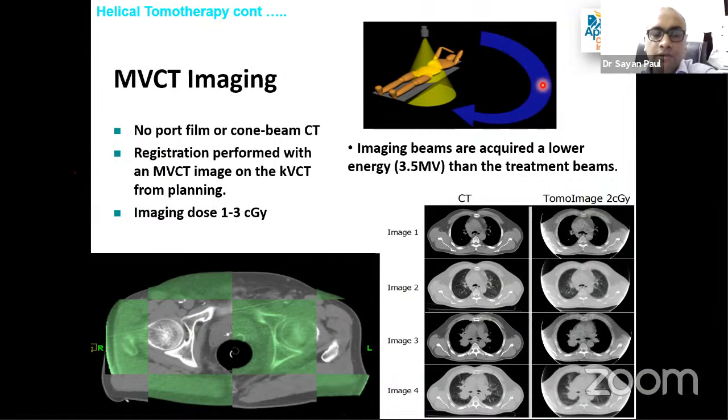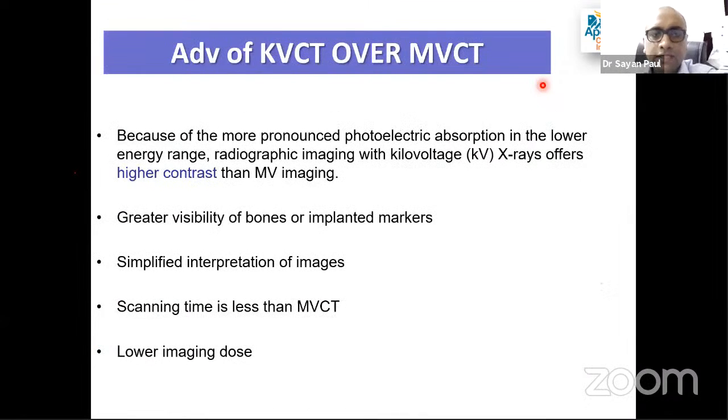So one problem with MVCT is the contrast is less. So between tissues of similar contrast, there is a little less difference than in a CBCT image. So what is the advantage of KVCT over MVCT?